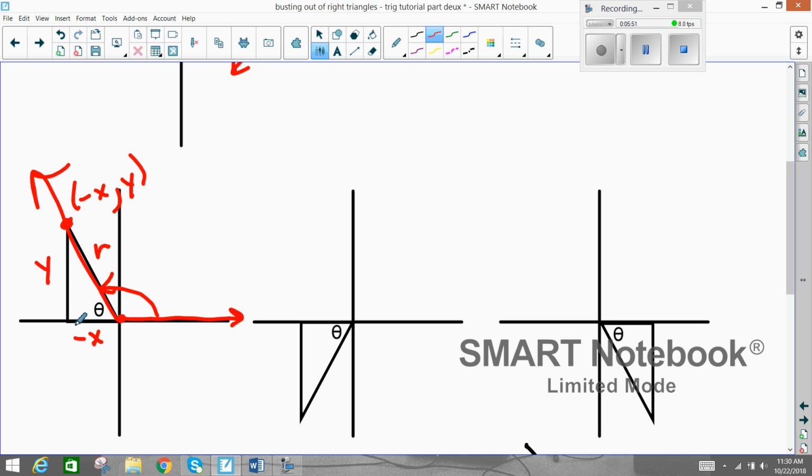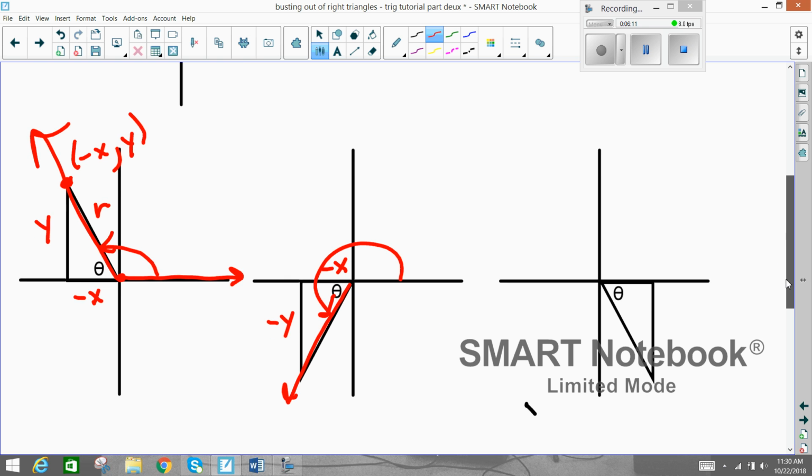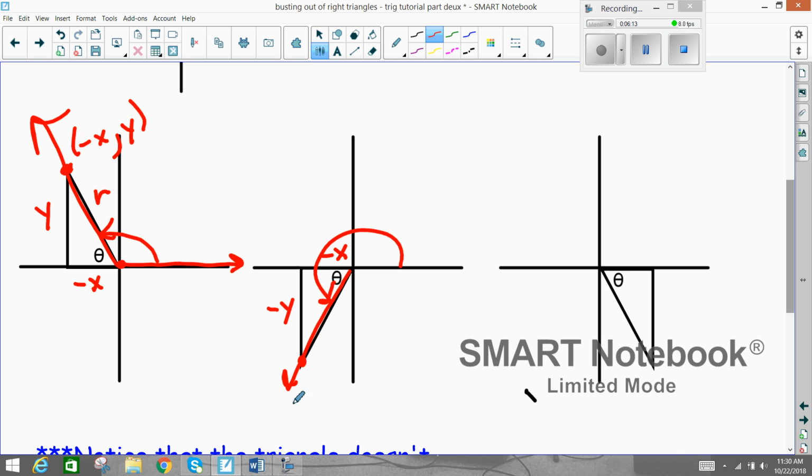The values of x and y have not changed, just that the sign of our x has changed. So now let's talk about this angle here. Let's say we wanted to talk about that angle. Well, now our x is negative and our y is negative. Okay, and this coordinate here is negative x, negative y.